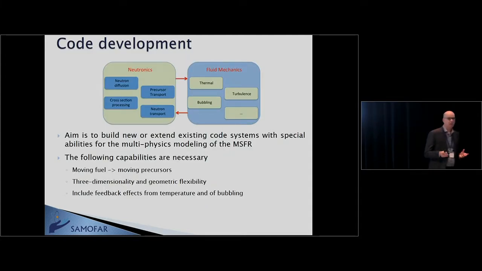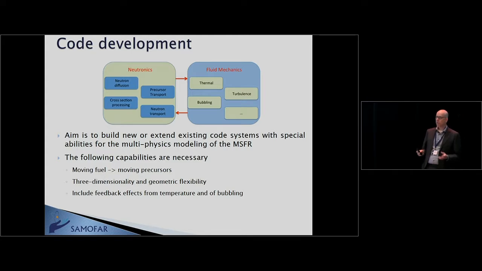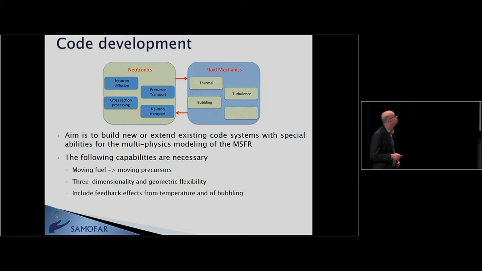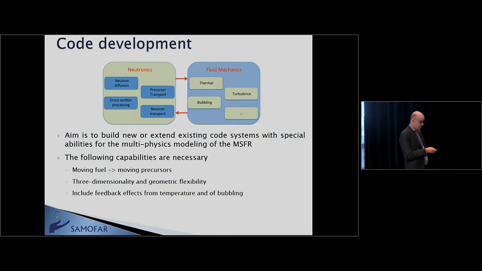So like I said, quite a bit of code development had to be done during this project, simply because we have to deal with, well, so much complex physics. So in the neutronics, there's very specifically precursor transport, which is typical for a liquid-fueled reactor. And as far as the fluid mechanics, for instance, we have to deal with turbulence. We have the presence of bubbles sometimes, and of course we have the regular thermal issues.